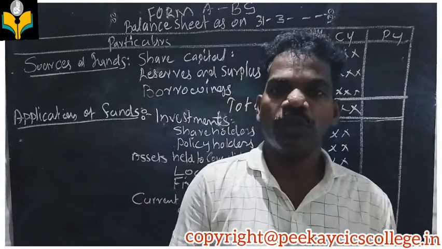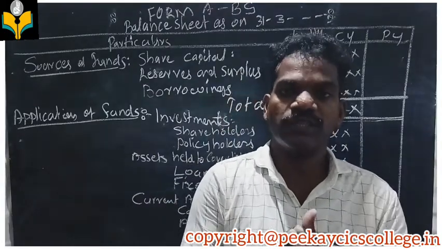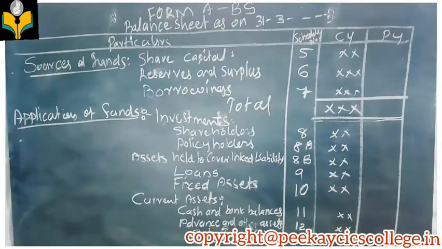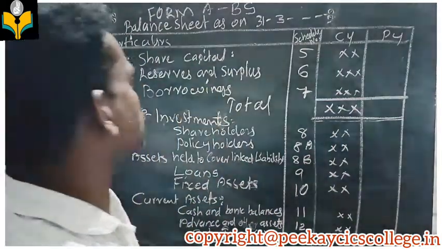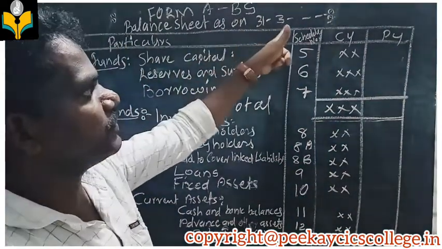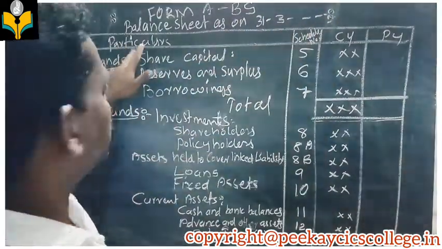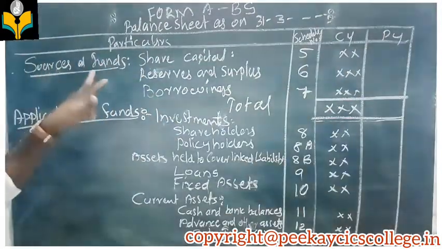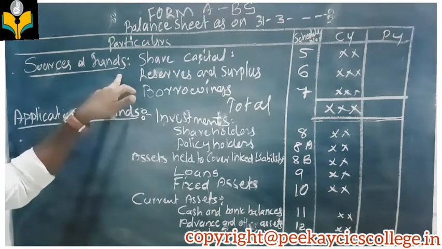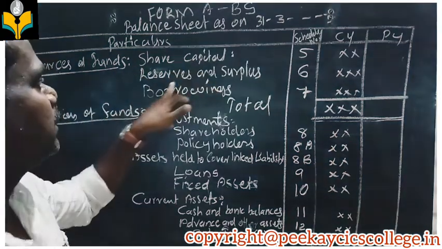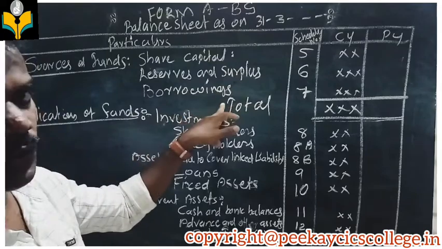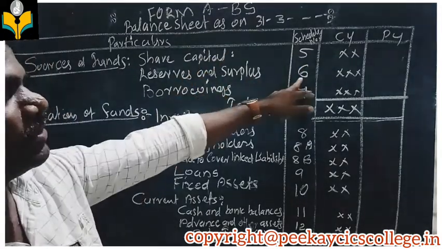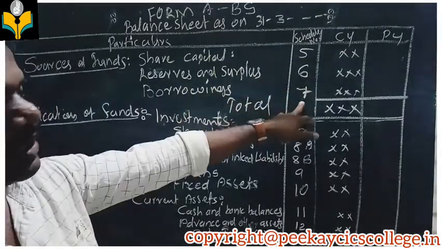Now let's go to the format of balance sheet in the case of life insurance business. Form A, BS. BS stands for balance sheet. Balance sheet as on 31st March every year. Particulars, schedule number, current year and previous year. Then first part, sources of funds: share capital, reserves and surplus, then borrowings. Share capital, schedule number 5, then reserves and surplus, schedule number 6, borrowings, schedule number 7.